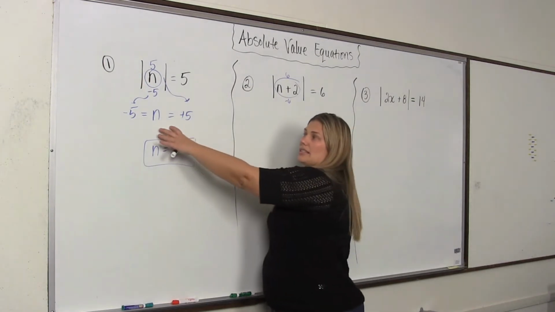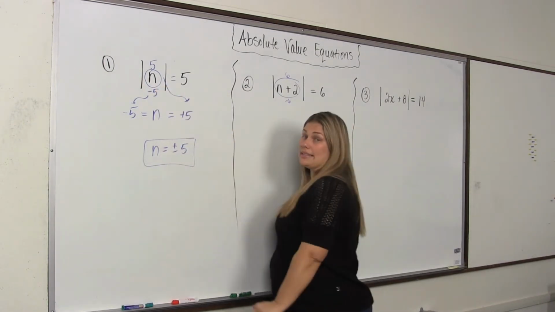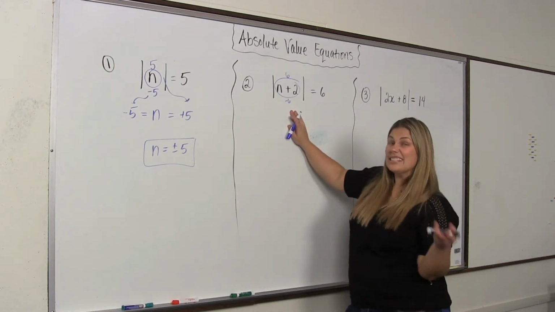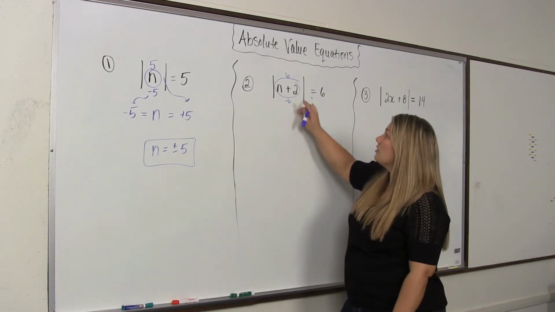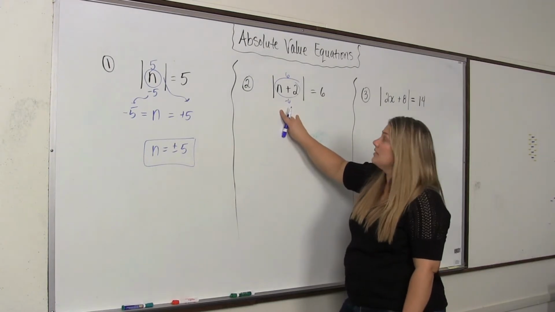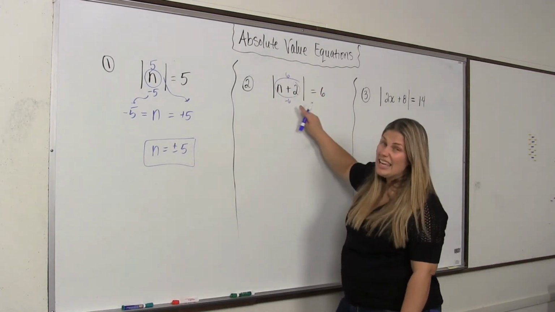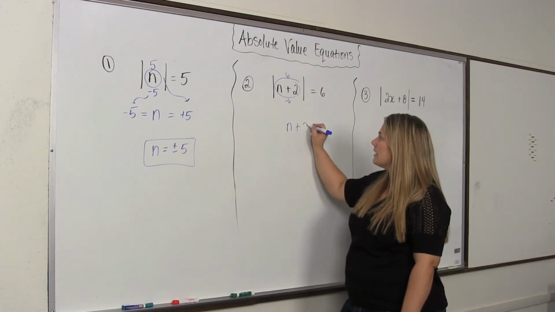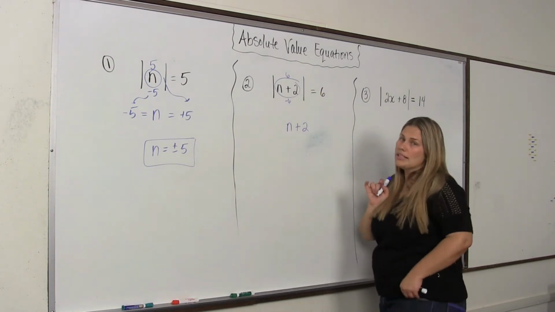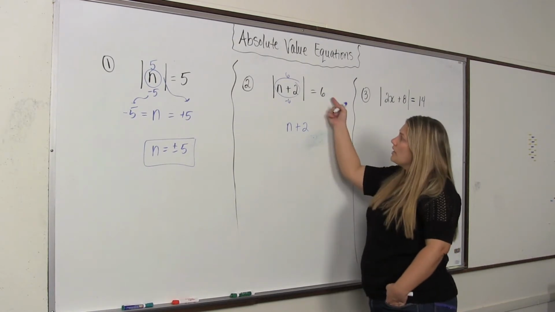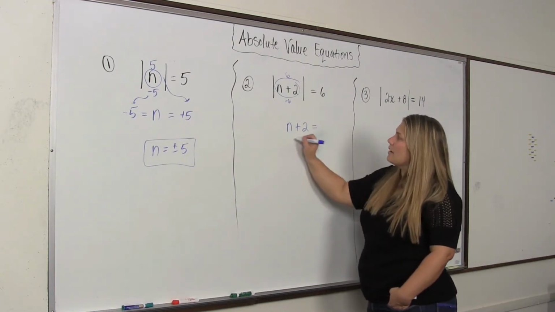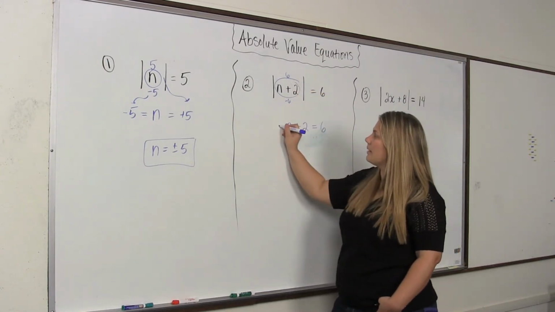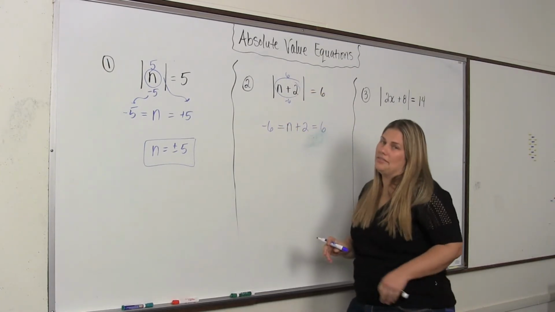Over here, it went straight to my answer because n was already by itself inside the absolute value bars. In this case, n isn't by itself anymore. So not just n is equal to 6 or negative 6, everything in here has to either be 6 or negative 6. So inside those absolute value bars, I have n plus 2. And in order to get 6 for my answer, that means that n plus 2 can equal a positive 6, or I can also take the absolute value of a negative 6.